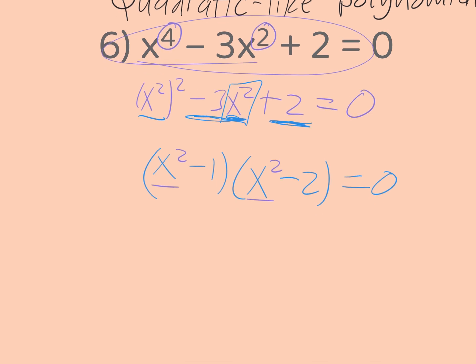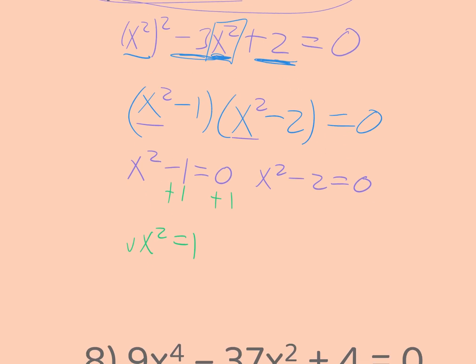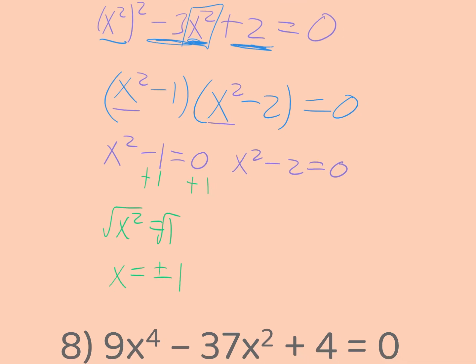Now that it's factored, you can set each factor equal to 0. So x squared minus 1 equals 0, and x squared minus 2 equals 0. Then we just get our x squareds by itself. We can add 1 on both sides. We get x squared equals 1. Square root both sides, we should get x equals plus or minus 1.